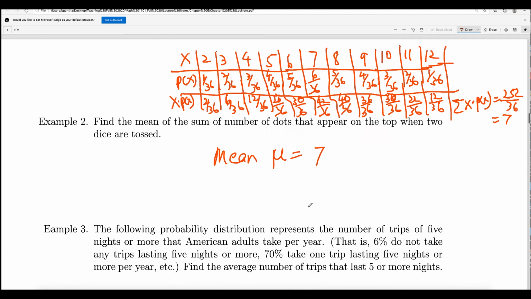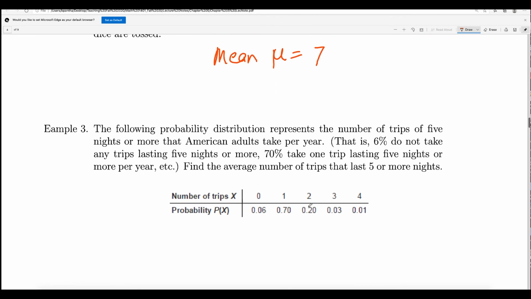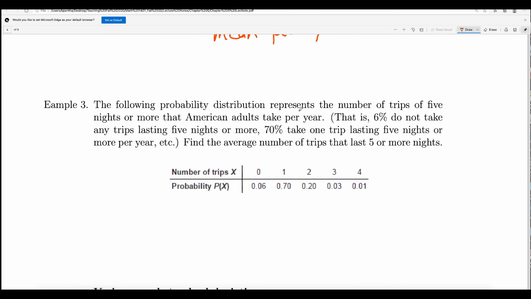All right, let us do another example. The following probability distribution represents the number of trips of 5 nights or more that American adults take per year. These are x. So 0, 1, 2, 3, 4. These are the number of nights people spend for the vacation, or the trips, let's say.